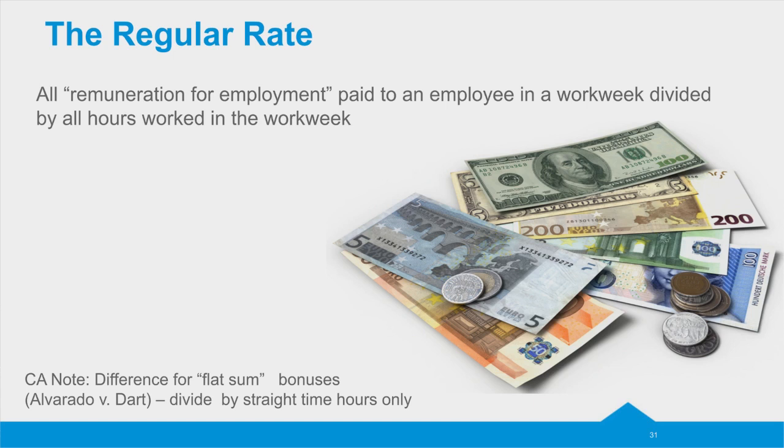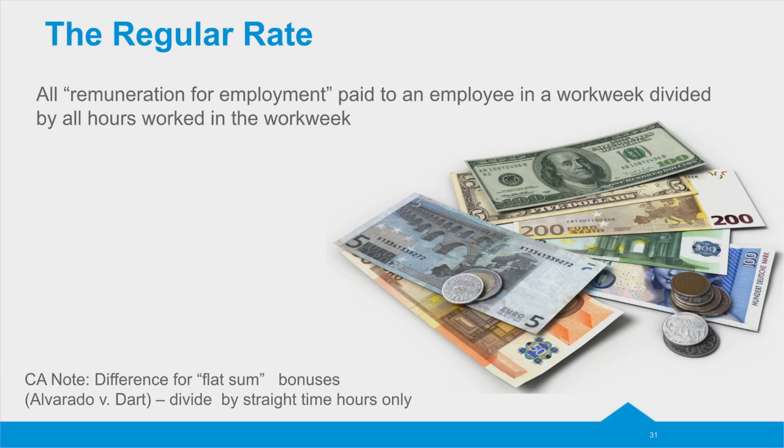Now, I will make a note for all of you that have California employees that there is a difference if you have a flat sum bonus, where you divide the bonus by straight time hours only. To get the regular rate, generally you're dividing by all hours worked, which includes overtime hours. So, if they worked 45 hours, you divide by 45 hours.